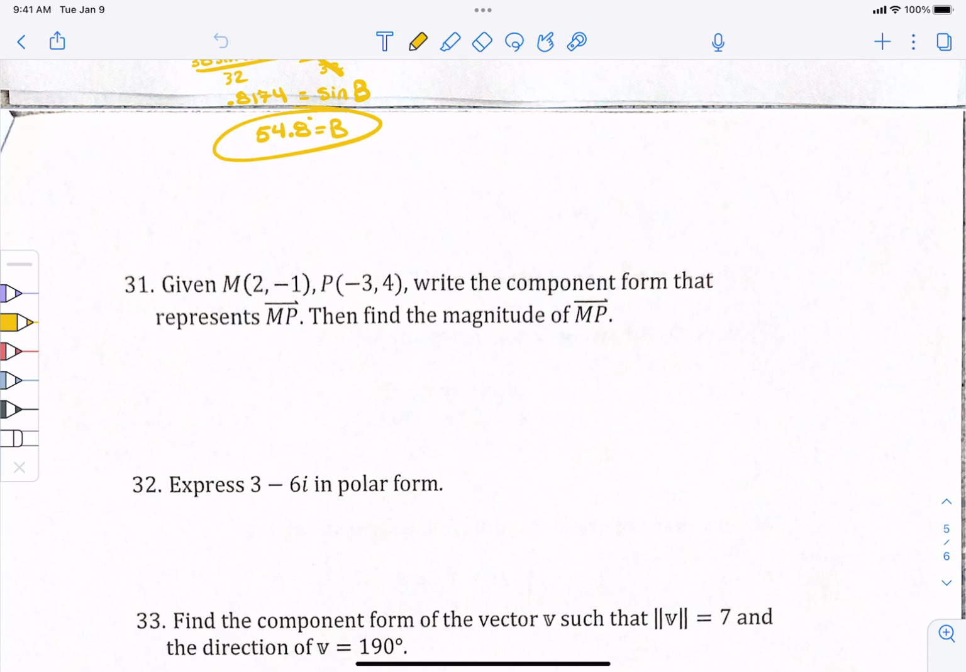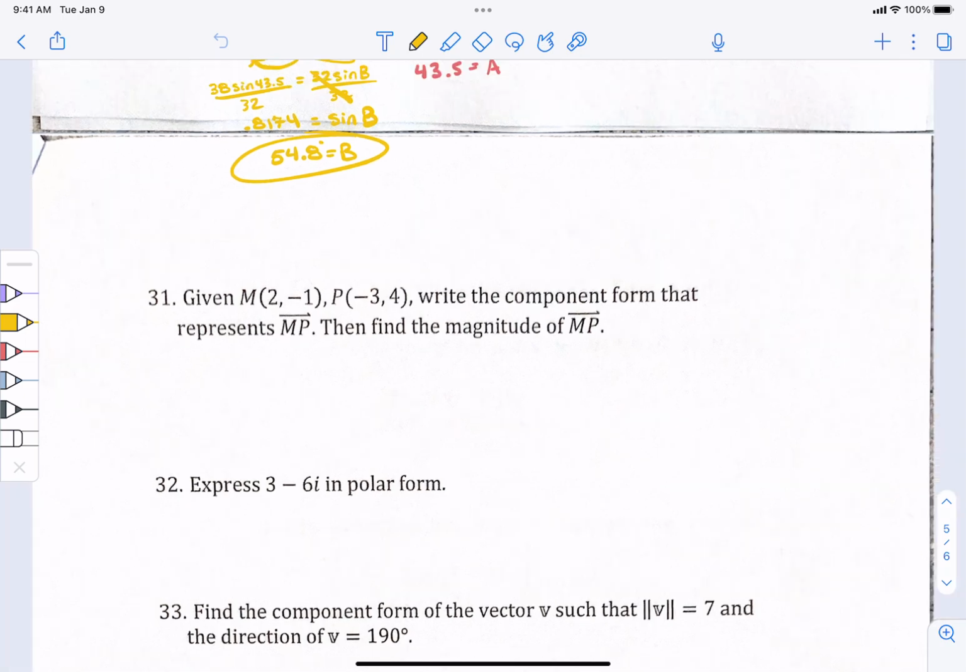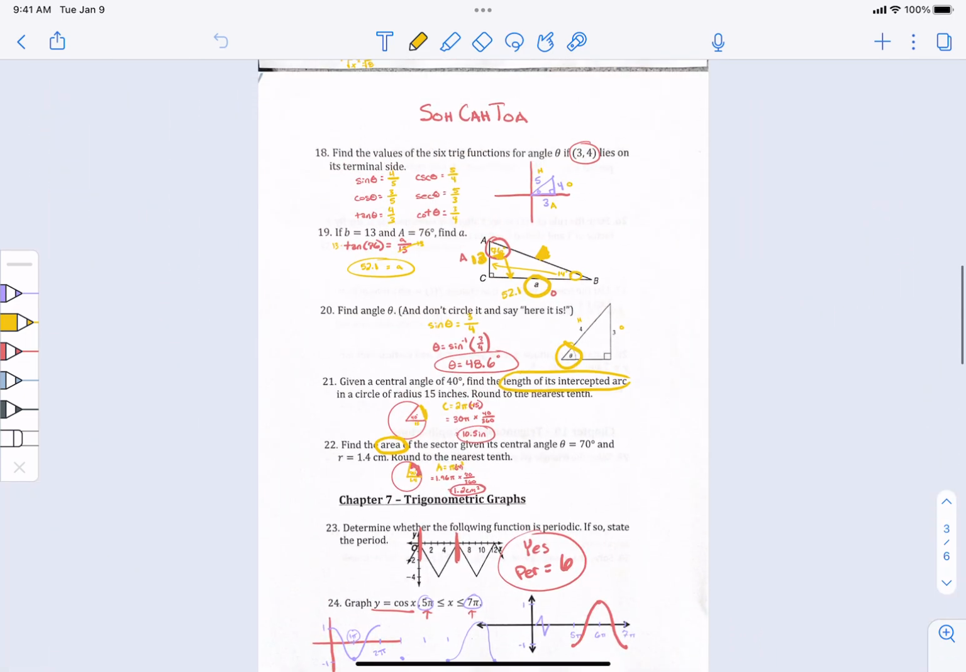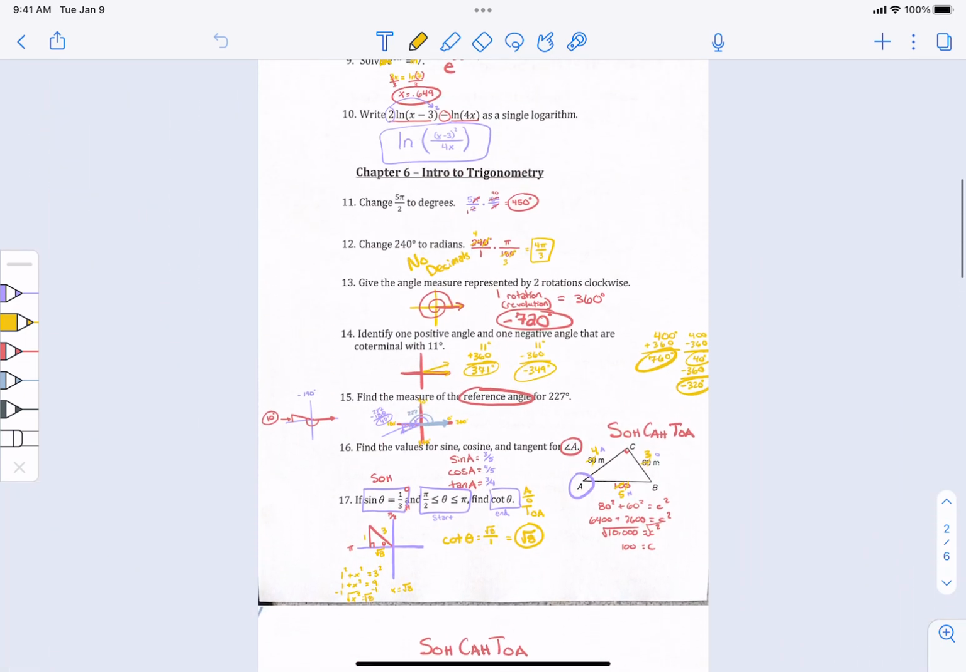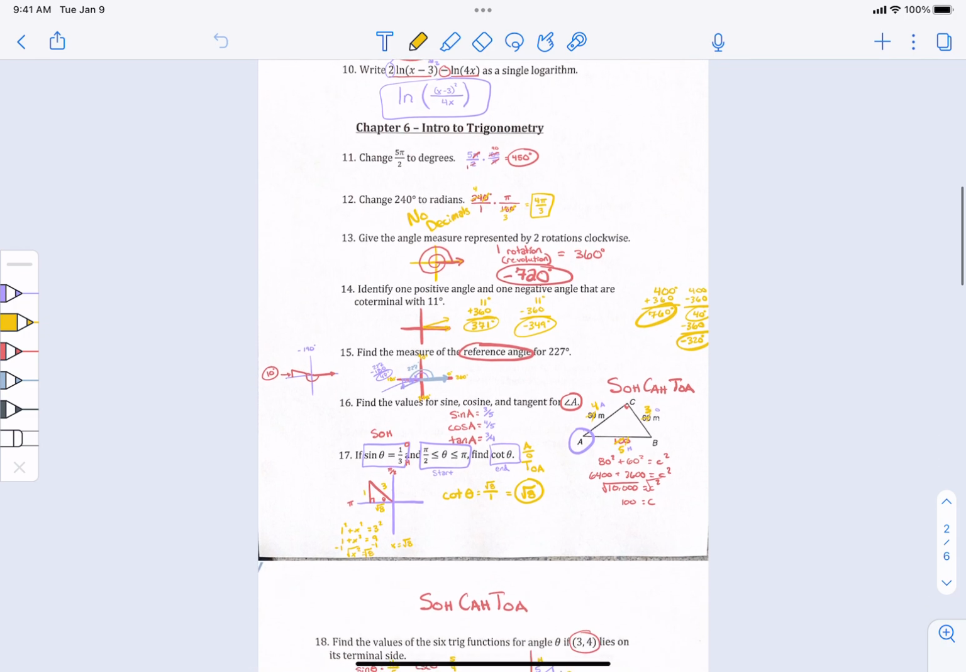Okay, TRIG kids, this is day 3. This is last day of semester review. Make sure you have your packet filled in. We have up through like number 30, I think, done at this point. If you do not have it done, make sure you get it done.